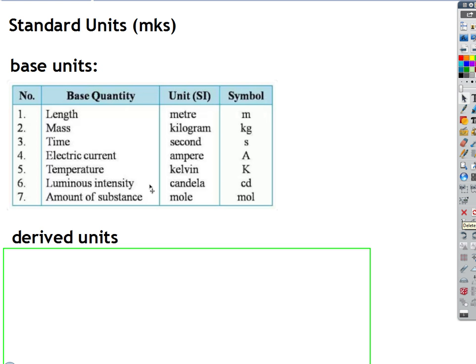Luminous intensity, so we're talking about like the brightness of a light source. It would be a candela. Amount of a substance, you talked about that also, I'm assuming, in chemistry, is a mole, okay?